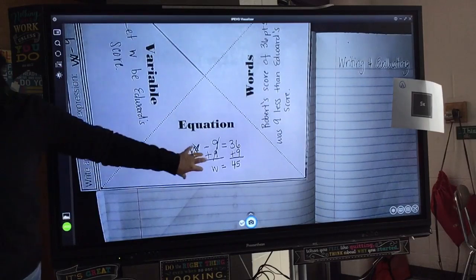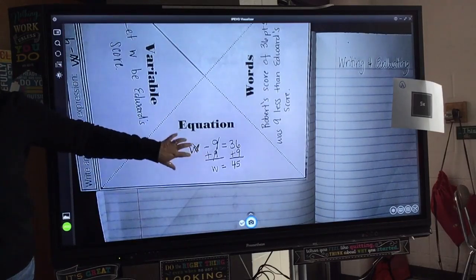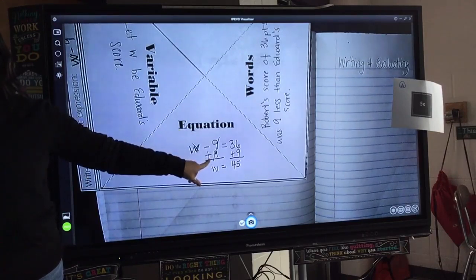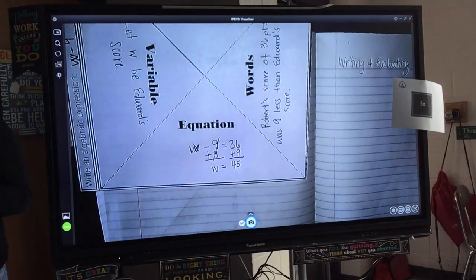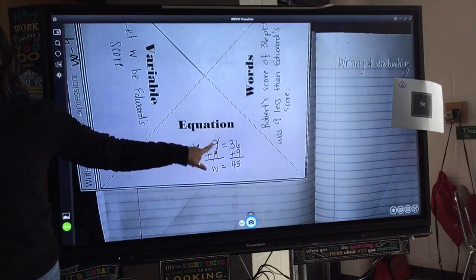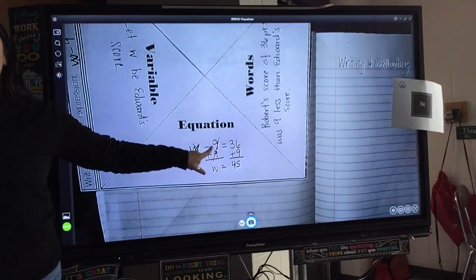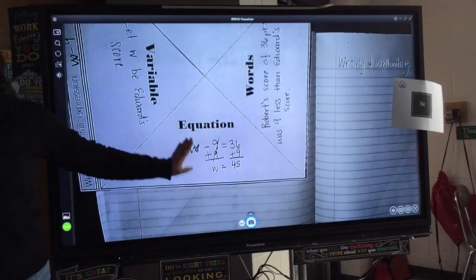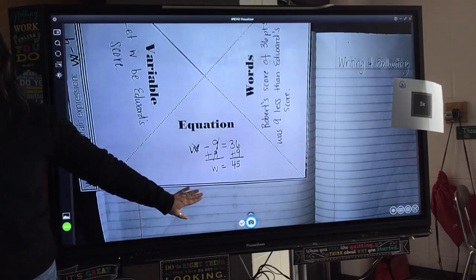When you solve equations, you get the variable by itself. So to get this to be 0 or 1, it's 1 when you're doing division or multiplication, but here we're doing the opposite. So if this was plus, we would subtract 9. But this is subtract 9, so we're adding 9 to get 0. That puts our W all by itself on that side.